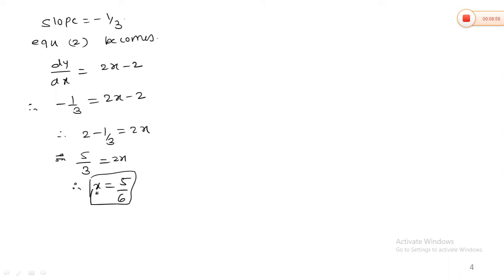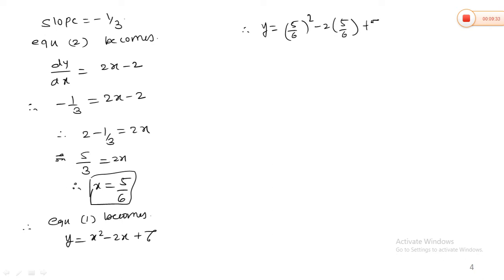X value is 5 by 6. Now we have to find the corresponding value of y for 5 by 6. To find the value of y, put this value in equation 1, that is y equal to x square minus 2x plus 7. Put x equal to 5 by 6. Therefore y equals (5 by 6) square minus 2 into 5 by 6 plus 7. So this equals 25 by 36 minus 10 by 6 plus 7.